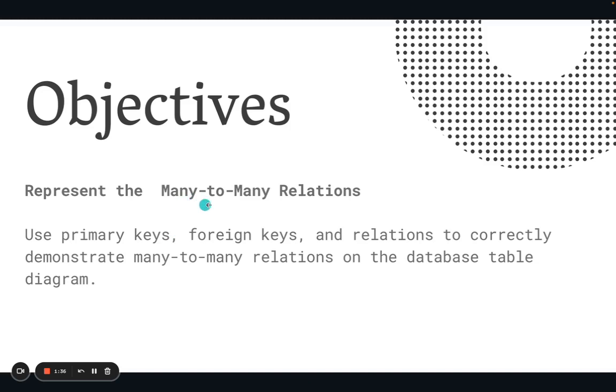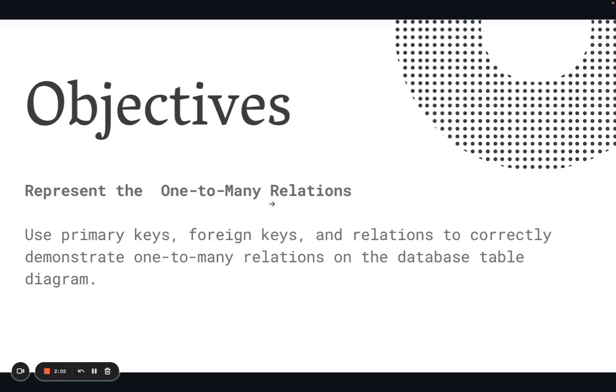We will represent many-to-many relationships. So again, using primary keys, foreign keys, and relationship lines to correctly demonstrate many-to-many relationships. If you have experience with database already, then you'll know that many-to-many is a type of relationship that does not work for database table diagrams. So you will know that there's some steps that you have to take to resolve these. If you don't know that yet, we'll get into it.